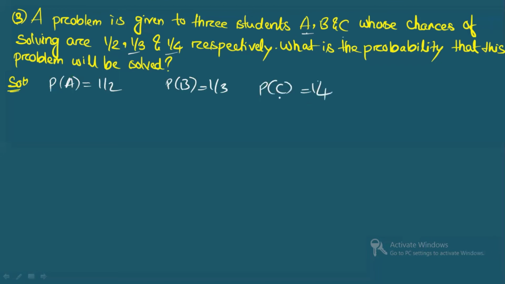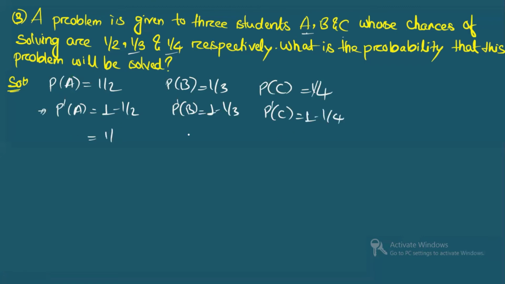So probability of not solving, for A it will be what? Because we know total probability is 1, so it is 1 minus 1 by 2. For B it will be 1 minus 1 by 3. For C it is 1 minus 1 by 4. So when you subtract, you will get 1 by 2, 2 by 3, and 3 by 4.